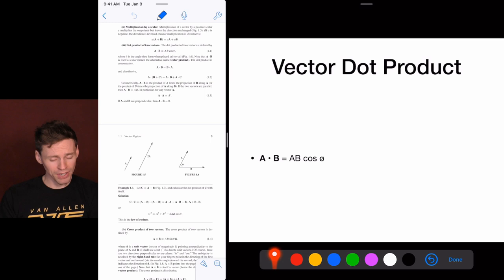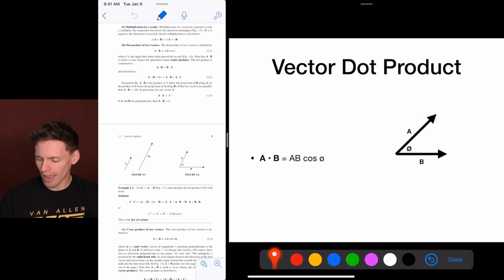The dot product, a dot b, is a scalar. It just gives you a number, and the amount of a dot b is the magnitude of a times the magnitude of b times the cosine of the angle between the two vectors. So if you have one vector a and one vector b, and they're separated by this angle theta, then the dot product is defined as the magnitude of A times the magnitude of B times the cosine of theta.